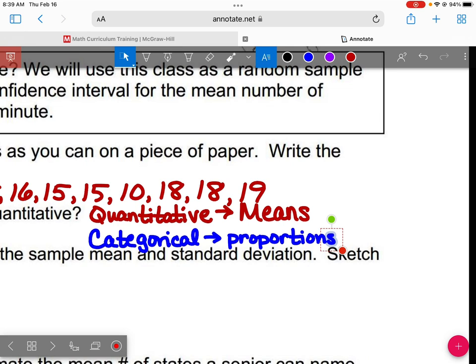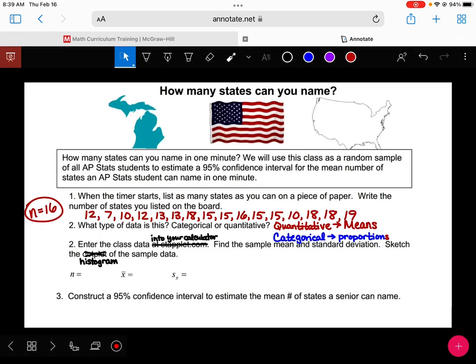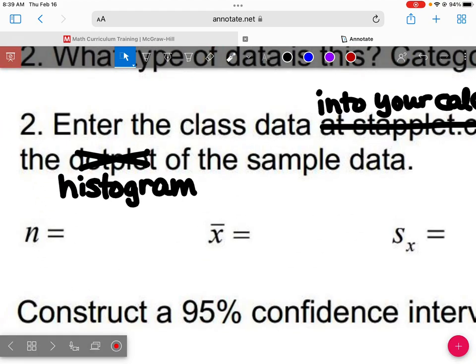So hopefully you guys have that list written down. We're going to use your calculator. We know our n value. We said that's 16. We're going to find x bar and the standard error SX. So grab your calculators for me. We want to go into the list. So stat, edit.